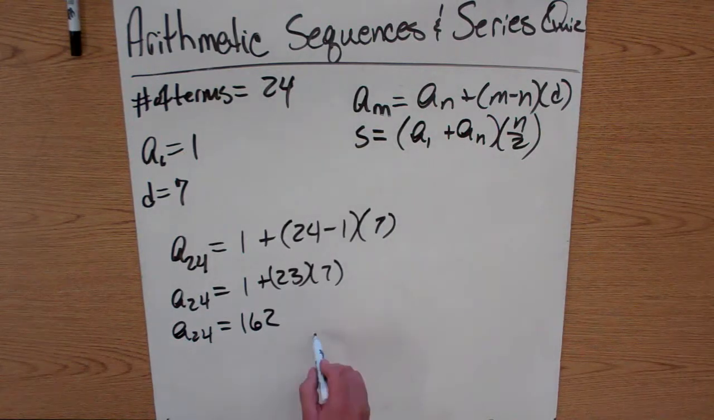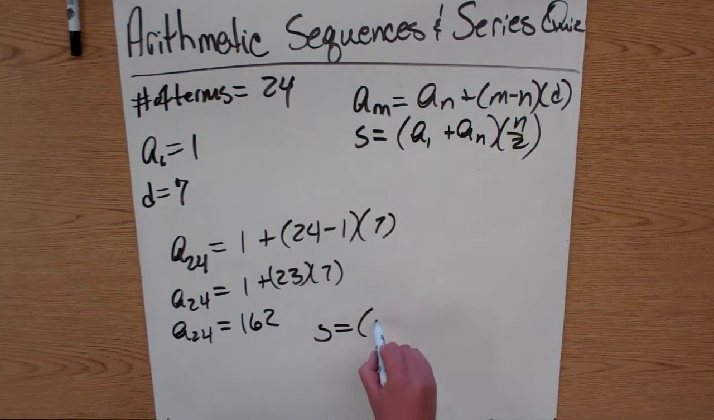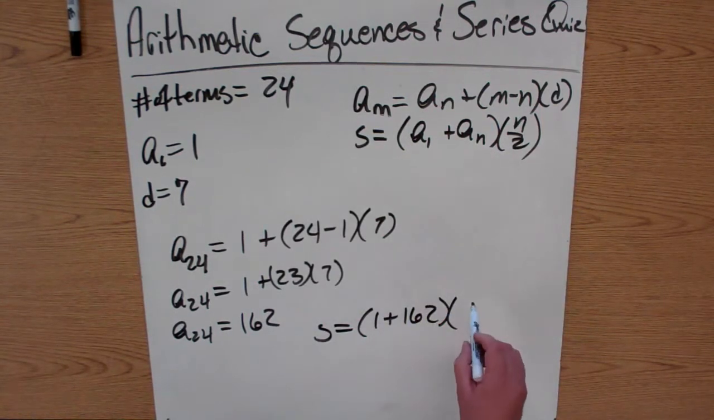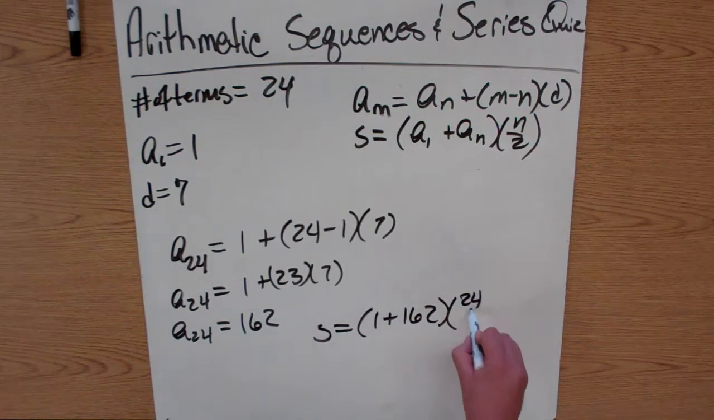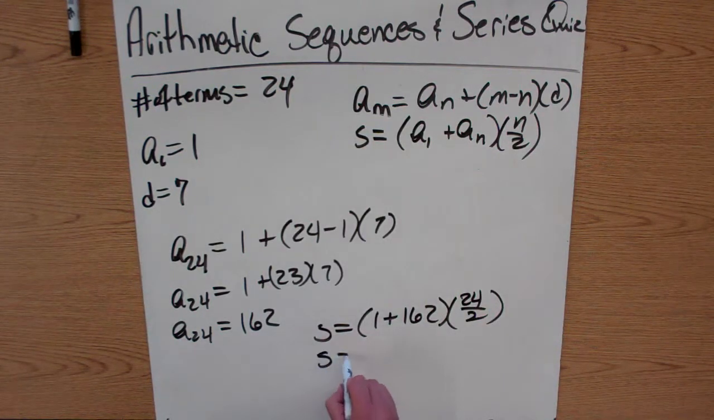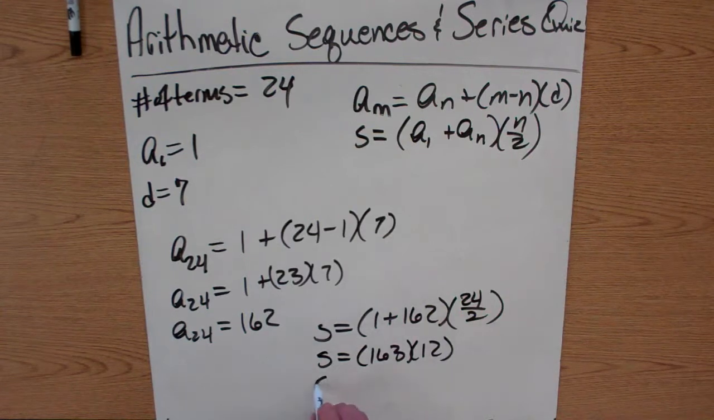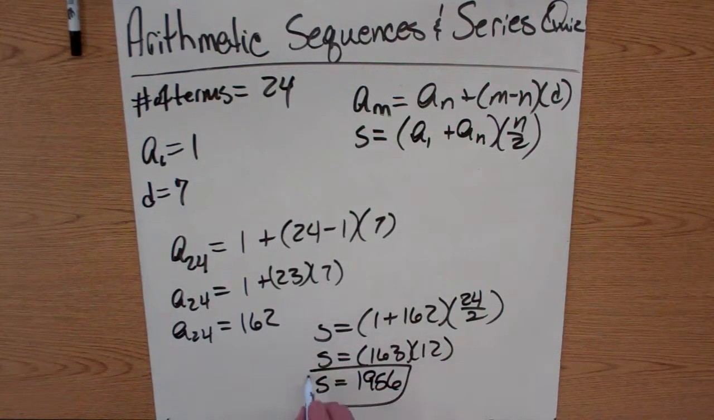So now we have our first term and our last term. Plug it into the sum formula. Sum equals first term 1 plus 162 times 24 over 2. So S equals 163 times 12. So S equals 1956.